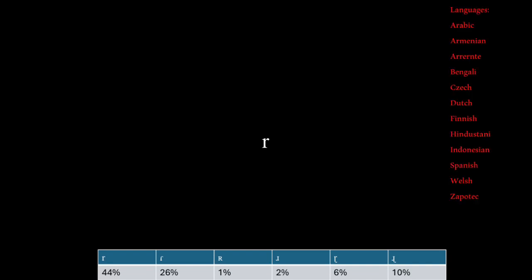Some common rhotics, in no particular order, include the alveolar trill, the most common rhotic, the alveolar flap, the uvular trill or fricative, the alveolar approximant, the retroflex flap, and the retroflex approximant. Some languages include a mix of two rhotics. Often this comes in the form of a trill-flap distinction, like in Spanish with its two alveolar rhotics.